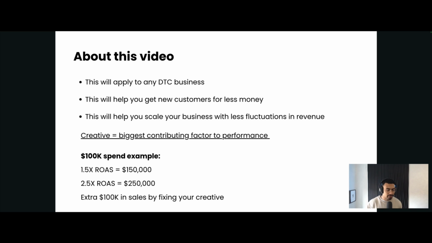And that's because creative, which is what a customer or potential customer sees when they see your ad, is the video or the image. That is the creative, and creative is the biggest contributing factor to the performance of your campaigns, okay? It's not audiences, it's not offers, it's creative.